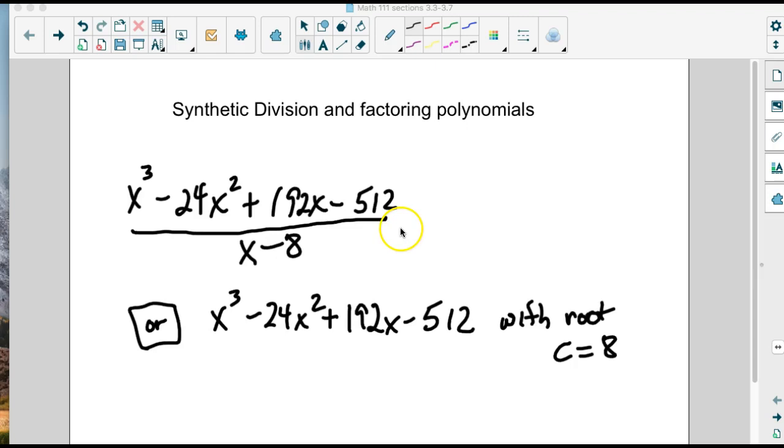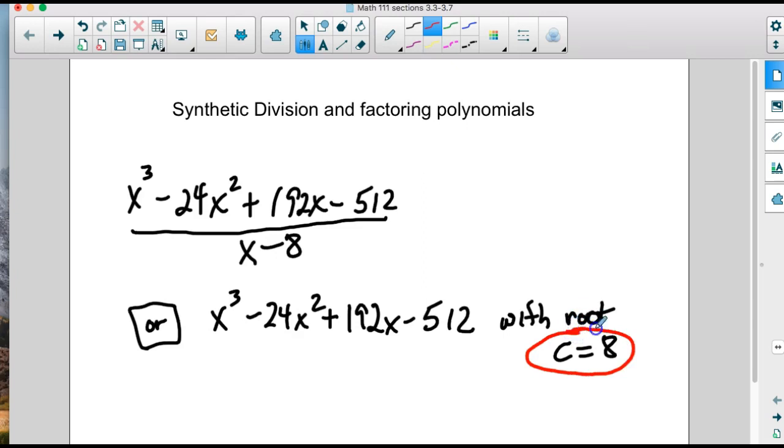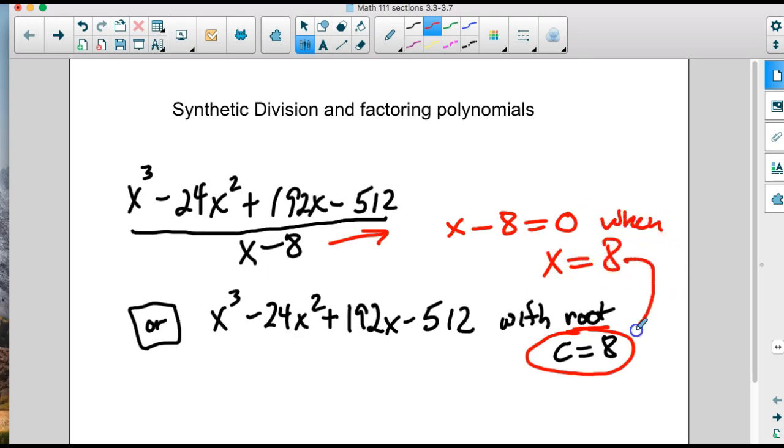Now, that can also be written as a problem that has a root of 8. So c equals 8 means that the root is 8. That means this value here, x minus 8, would equal 0 when x equals 8. So 8 is our root. They just give it to you as a c value, not as an x value. So if you have a root, then you would also write the binomial as x minus 8.